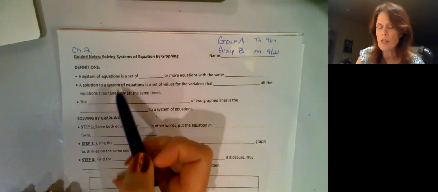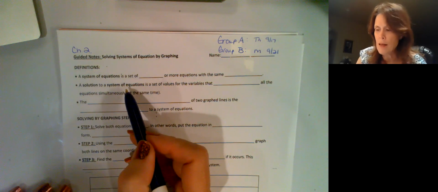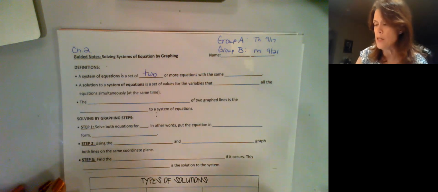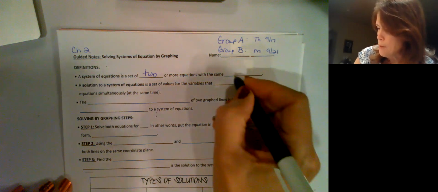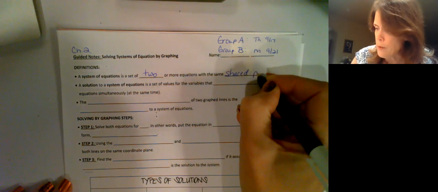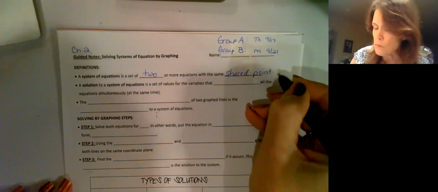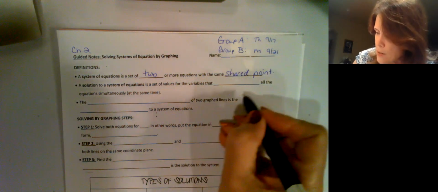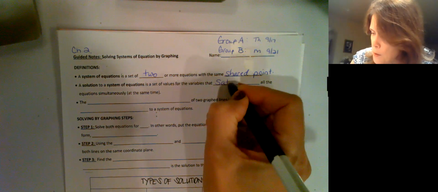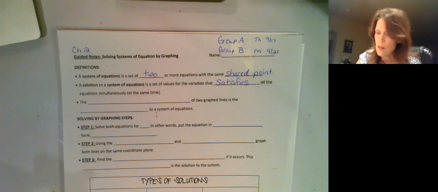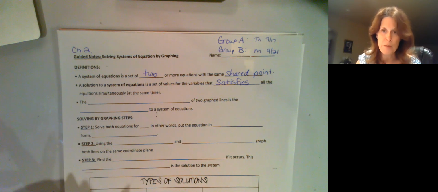So systems of equations, if you remember, a system is a set of two or more equations with the same, and there's lots of ways you could fill this in, but I'm going to say the same shared point. A solution to a system is a set of values for the variables that satisfies all the equations simultaneously, at the same time.